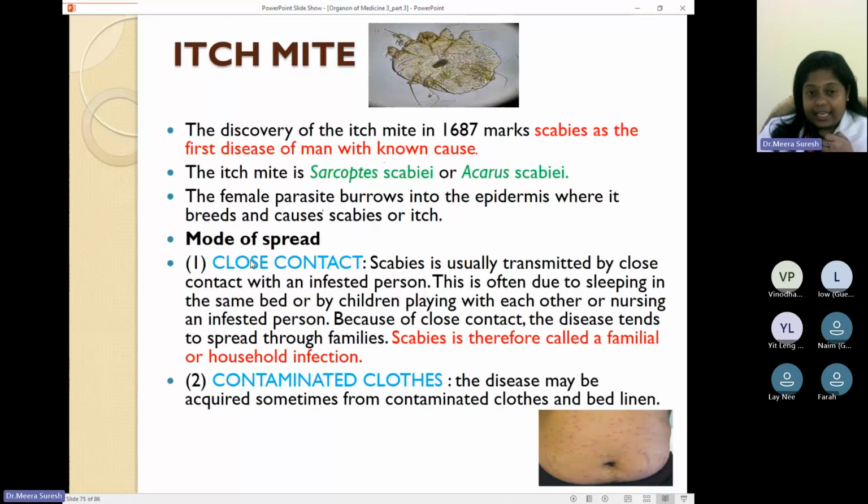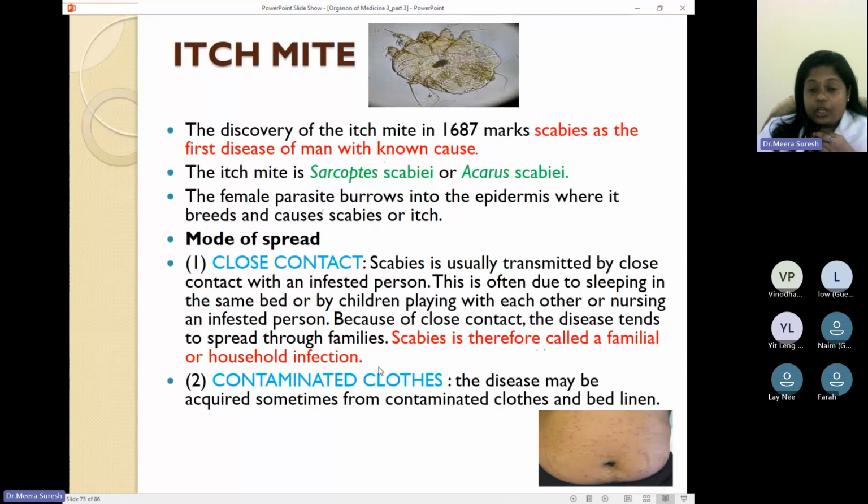How is scabies, the itch mite, spread? Obviously by close contact with an infested person. This is often due to sleeping in the same bed, children playing with each other, or nursing or taking care of an infested person. Because of close contact, the disease tends to spread throughout the family. Hence, scabies is called a familial or household infection.